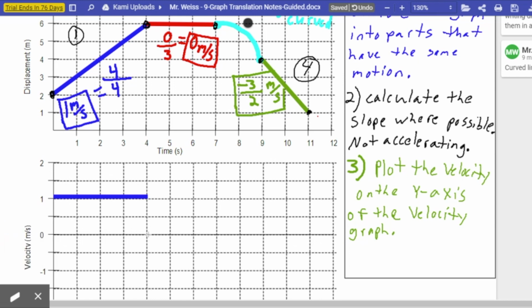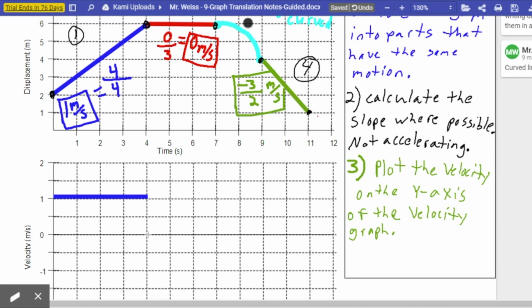The reason we have a horizontal line on our velocity versus time graph is because the motion that's taking place during that 0 to 4 second mark is a constant motion. We said a constant motion happens when we have a straight or sloped line. In this case, our displacement versus time graph has a sloped line.